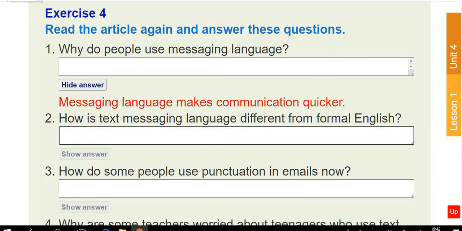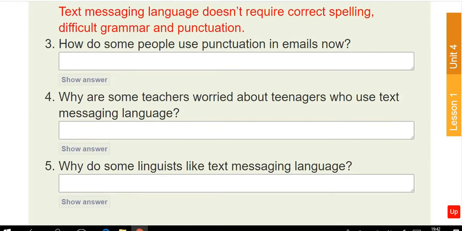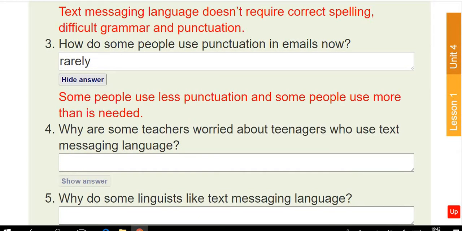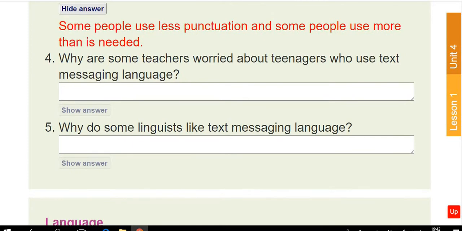We already answered this. It doesn't require correct spelling, difficult grammar, and punctuation. How do some people use punctuation in emails? Some of them use it rarely, and some use it more than is needed. Some people use less punctuation, and some people use more than is needed.